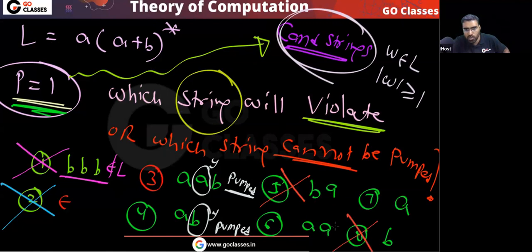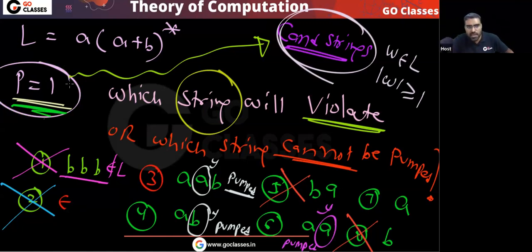Now tell me, here you can pump this, taking y equal to a. So this you can pump. Oh, sorry. Because p equal to 1, y must be within the first one symbol.